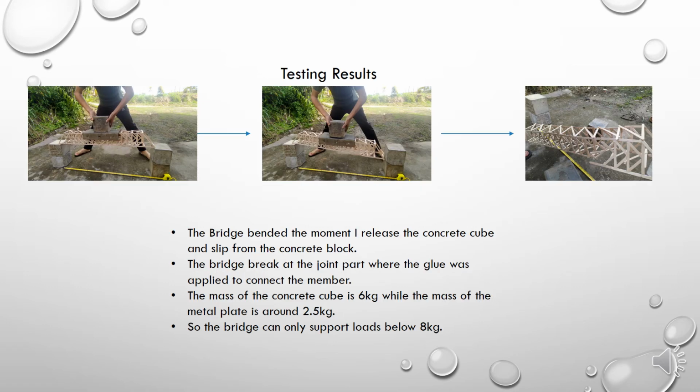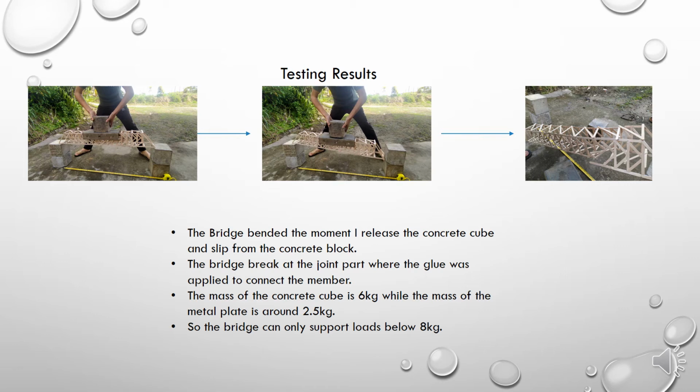So for my testing results, the bridge bent the moment that I released the concrete cube and it slipped from the concrete block, as you can see from this picture. The bridge broke at the joint part where the glue was applied to connect the members.